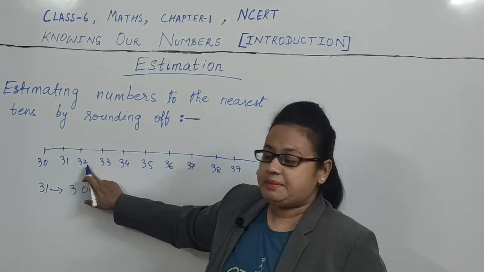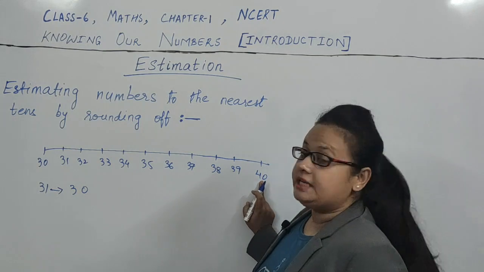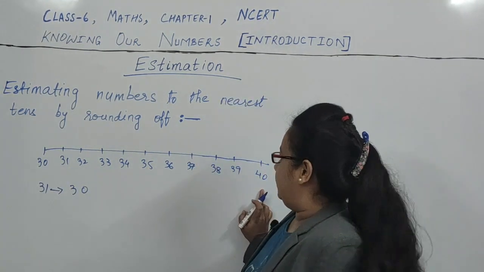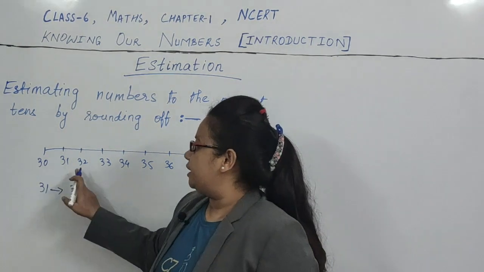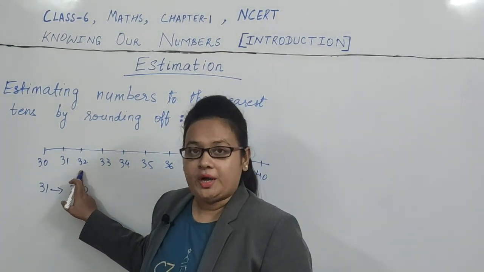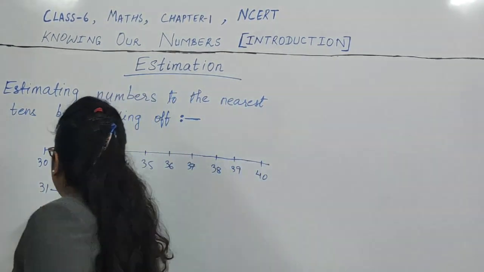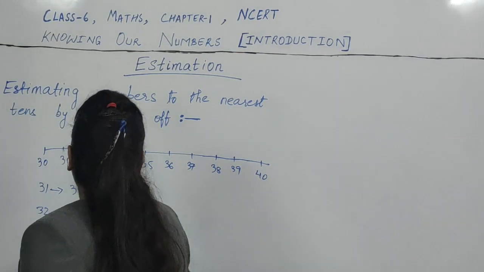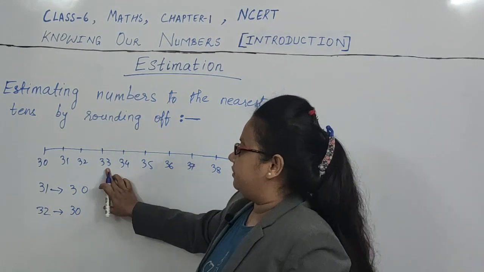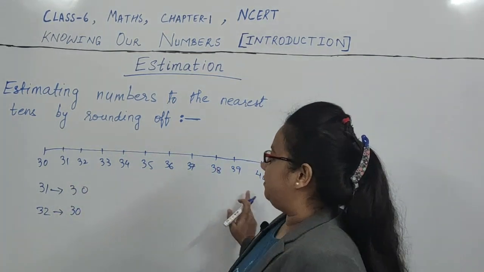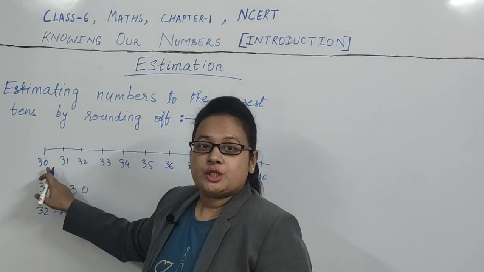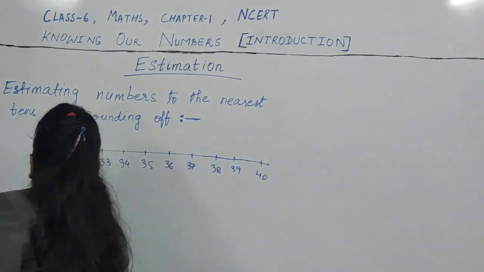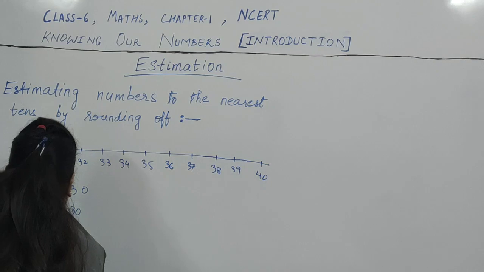Okay, what about 32? 32 also lies between 30 and 40. The nearest tens for 32 are 30 and 40, but it is closer to 30. So 32 will also be rounded off to 30. What about 33? 33 also lies between 30 and 40, but it is closer to 30. So 33 will also be rounded off to 30.